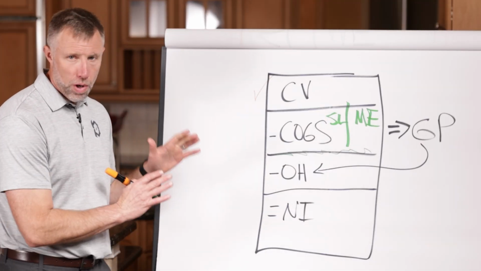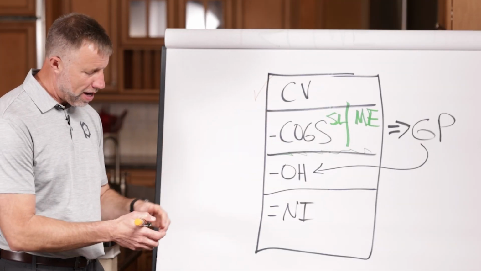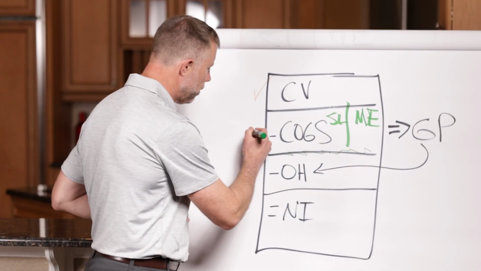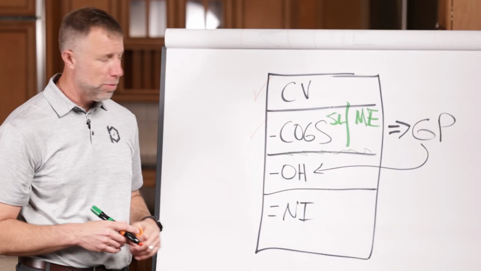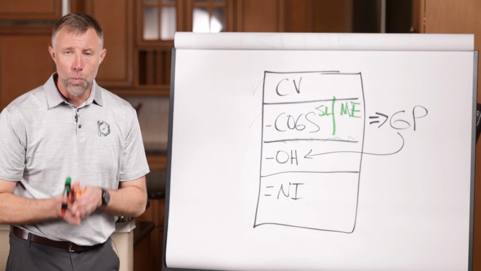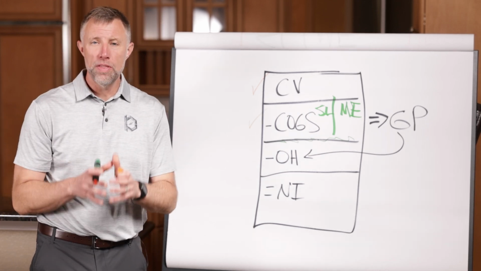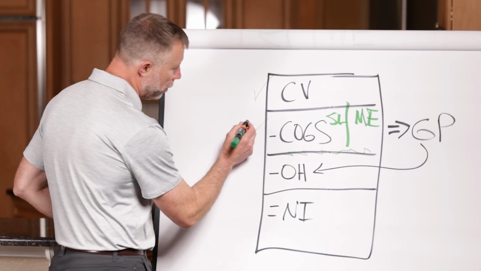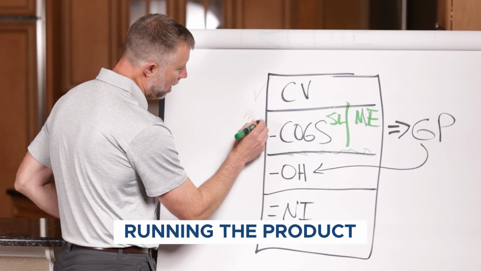So as we go back through our job costing methodology, we've got contract value, then we've got an accurate cost of goods sold that we're going to try and shoot for as best we can. It moves over to our gross profit, but we're not done. At that point, we still have expenses to run the business. So up here, what we're doing with the cost of goods is we're running the product.